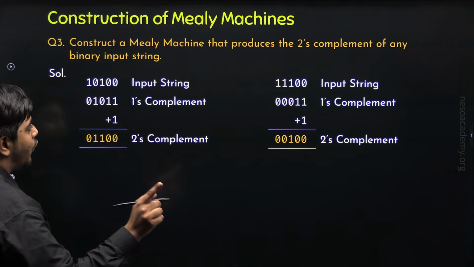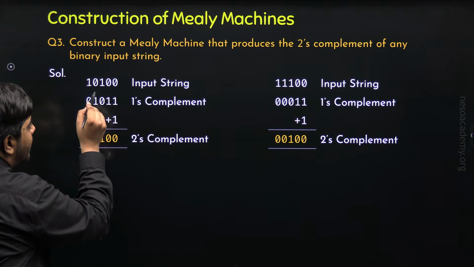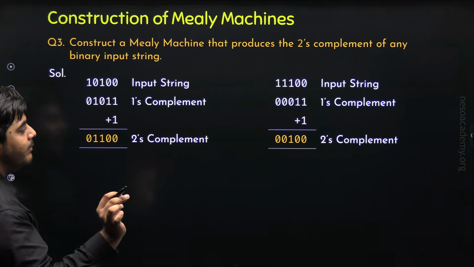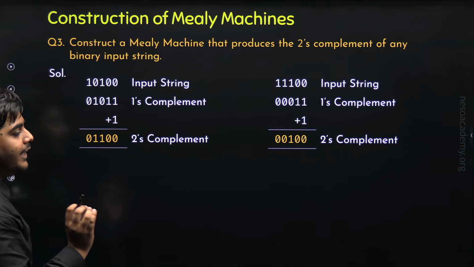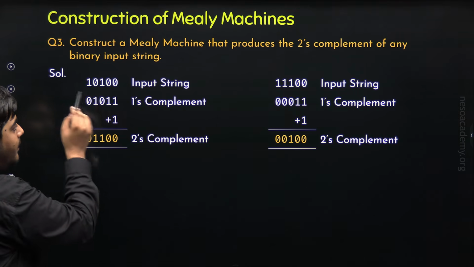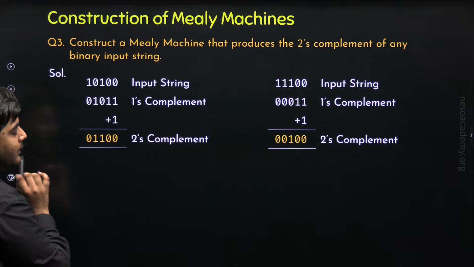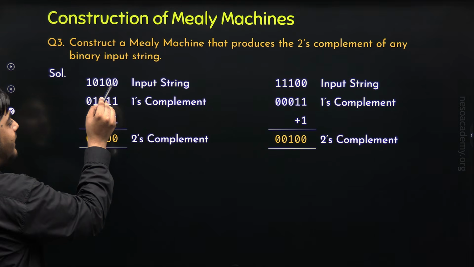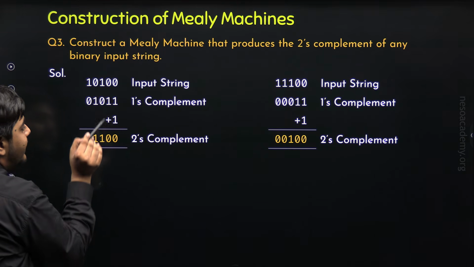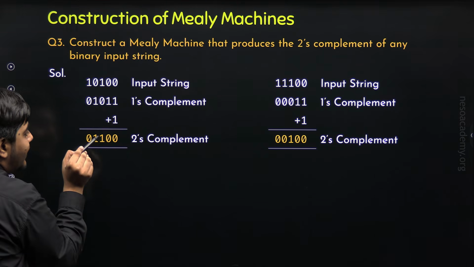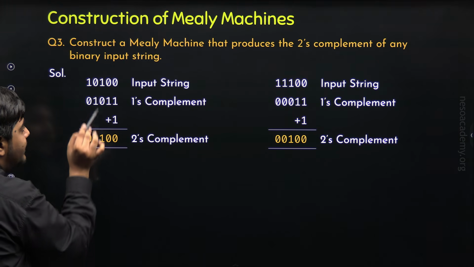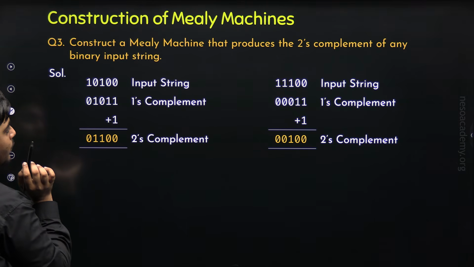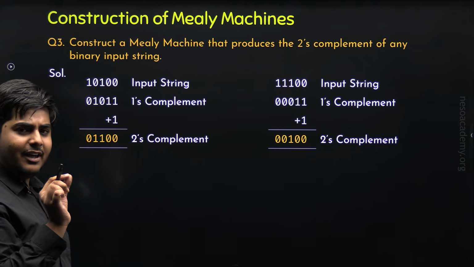So first you have to focus only on the input string and the 2's complement. And you need to tell me, do you find something interesting? Input string and 2's complement. See, this 0 is same, this 0 is same, this 1 is also same. And after this 1, 0 becomes 1 and 1 becomes 0. So I hope you find a little bit of logic.